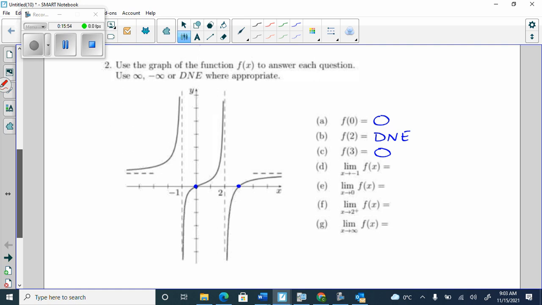The limit as x approaches negative 1, just negative 1, not from the left or the right. But remember, in order for it to exist, you actually have to look from the left and the right and see if it's the same thing. Do you agree? So from the left, what's it approaching? Positive infinity. From the right, what's it approaching? Are they the same? No, it does not exist.